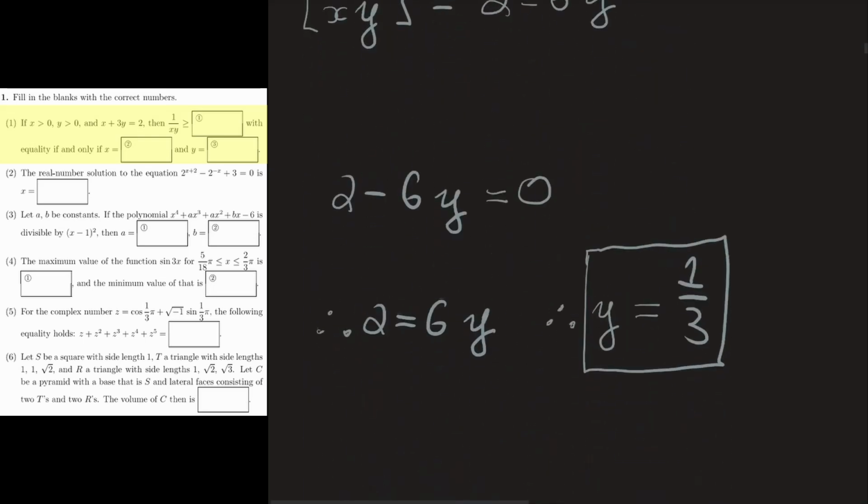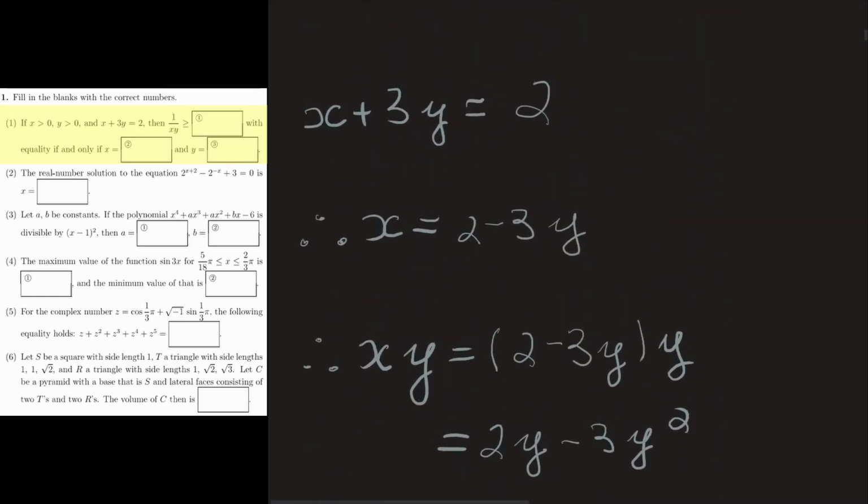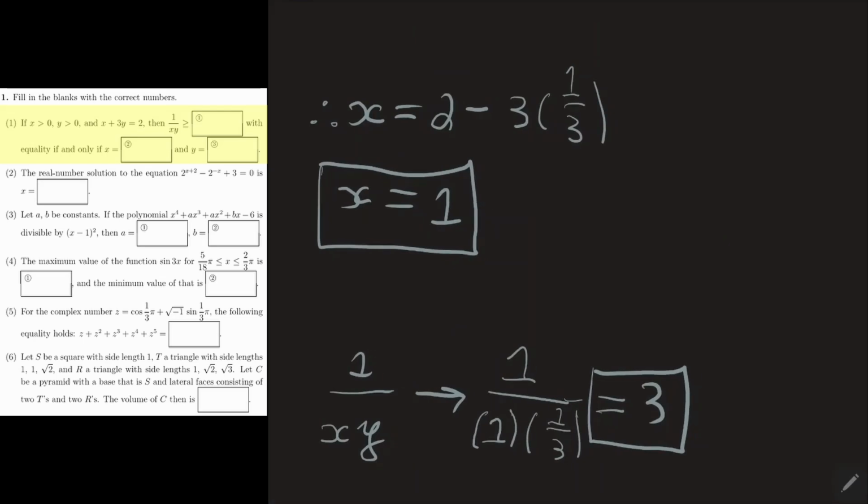Now that we know that y equals 1 over 3, we can plug that into the equation for x, which we found earlier right over here. And we find that x equals 1, which is the second part of the answer to this question. And finally, we can plug these x and y values into 1 over x times y and find that that equals 3, which is the last part of the answer to this question.